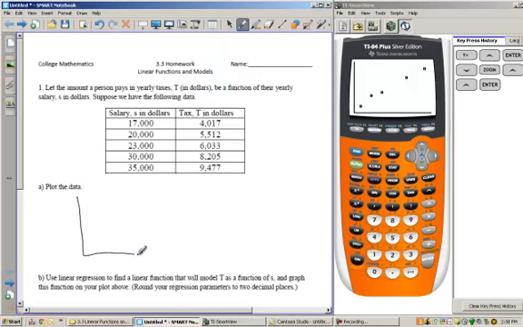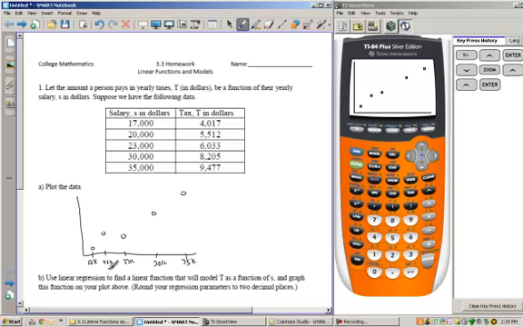Here's my vertical, here's my horizontal. I have these little rectangular boxes, so approximate it the best that you can. And you can label these things: you have 17K, 20K, 23K, that was 30K, and that was 35.